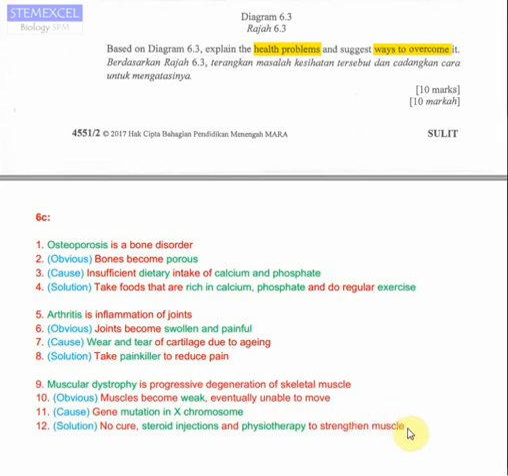So this seems to be quite important. Try to remember these three conditions. What is the condition? What is obvious about the condition? What causes this? And what will be the solution? With this, you should be able to score the marks that are allocated for this question.